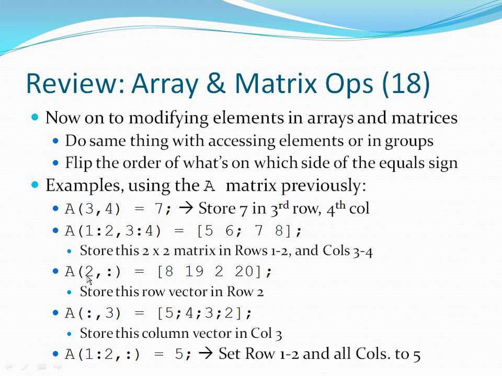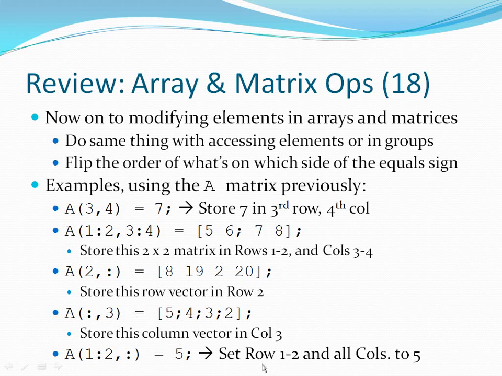Okay. Finally, if you wanted to take a column vector, 5, 4, 3, and 2, and store it in the third column, you would simply do that. And then finally, if you wanted to take rows 1 and 2 and set all the columns to 5, that's what you would do.